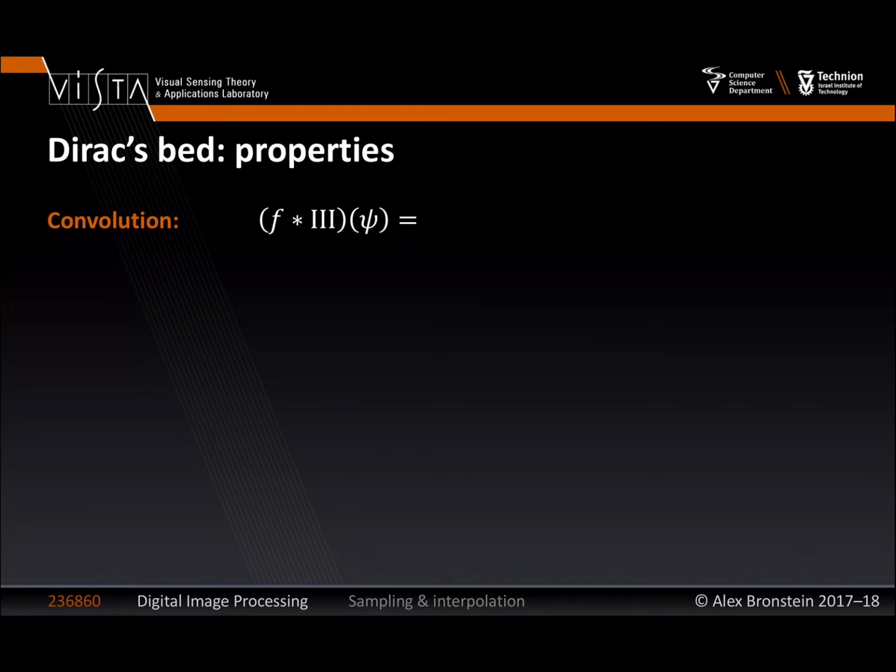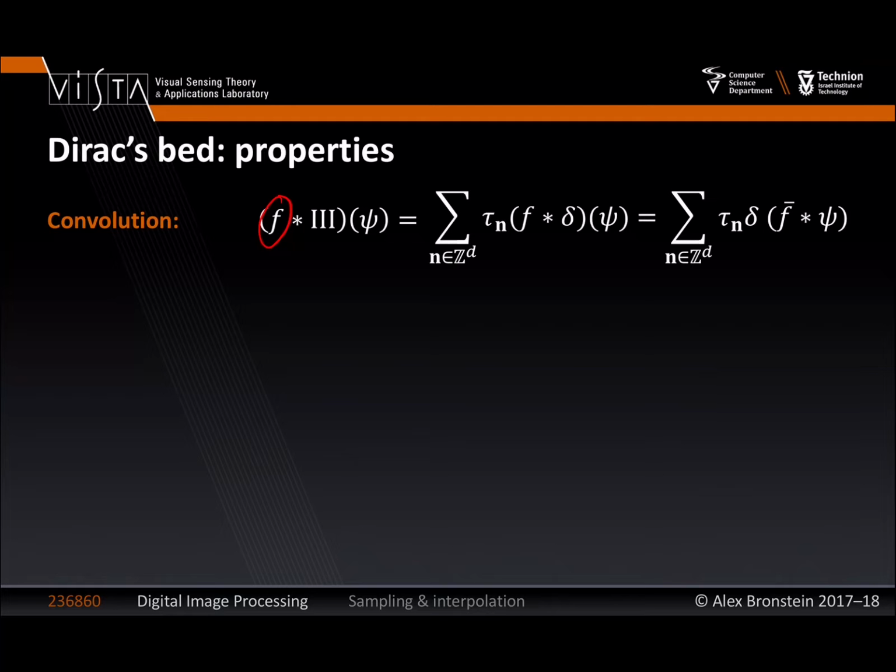What about convolution of a fixed function f with Dirac's bed? Again, let's use linearity and the convolution property of the delta distribution. So I have shifted f convolution with delta acting on test function psi. I'm using the transpose of this convolution operator to push it to the test function. So it's shifted delta acting on the mirrored version of f convolution with psi. And because of the way the shifted delta is defined, it's the value of the convolution of mirrored f with psi at point n. Okay, this is what shifted delta does to the test function.